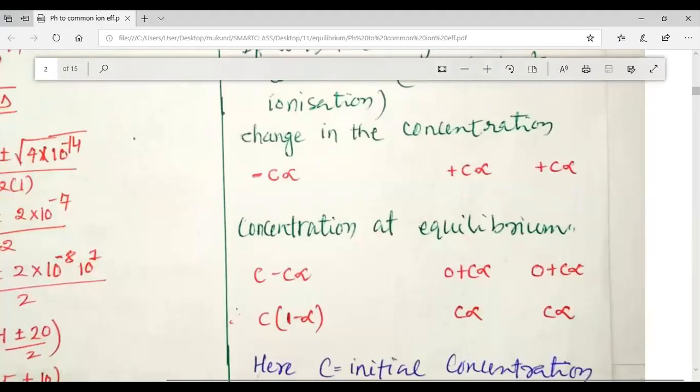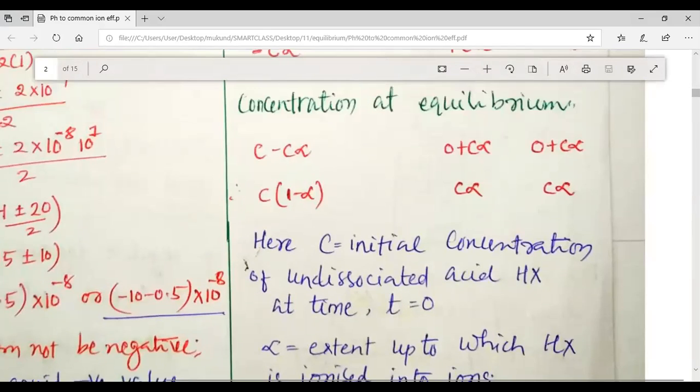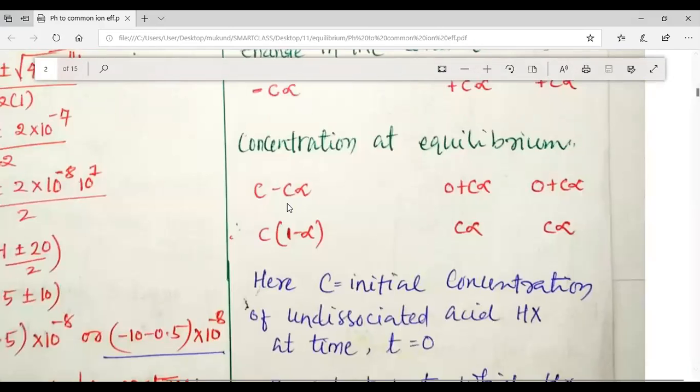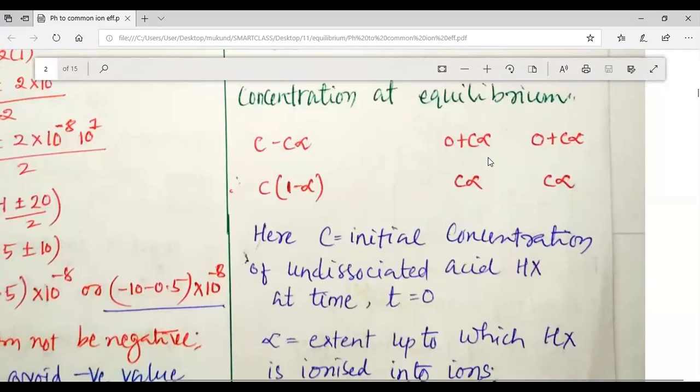Thus the concentration at equilibrium: the initial concentration was C, the change is minus C alpha, and for the products the initial concentration was 0 and the change is plus C alpha. So for the products we have 0 plus C alpha and 0 plus C alpha, and for the reactant C minus C alpha. If we take C common, we get C into 1 minus alpha for the reactant, and C alpha, C alpha for the products. This is how we understand it, my dear students.